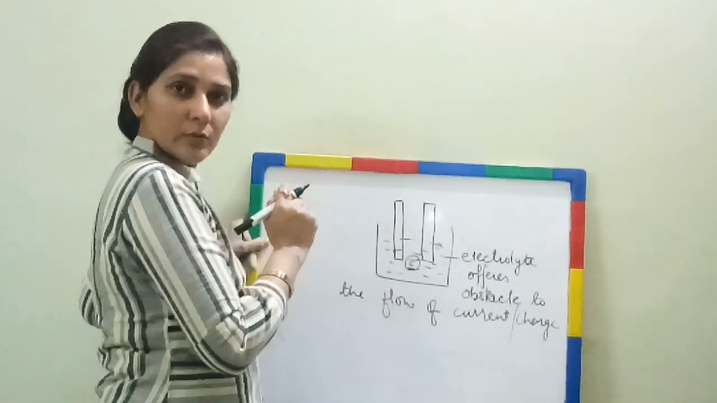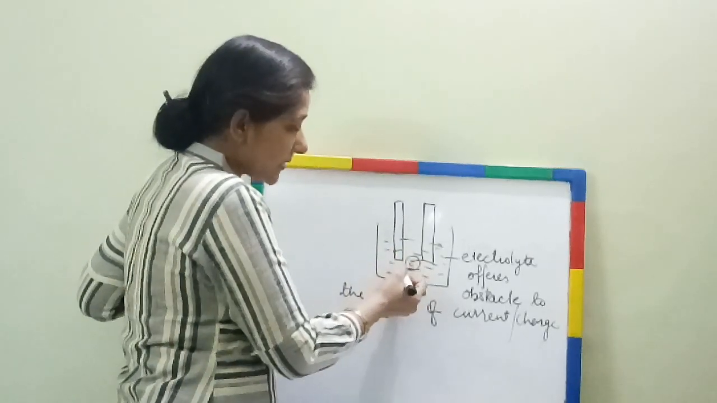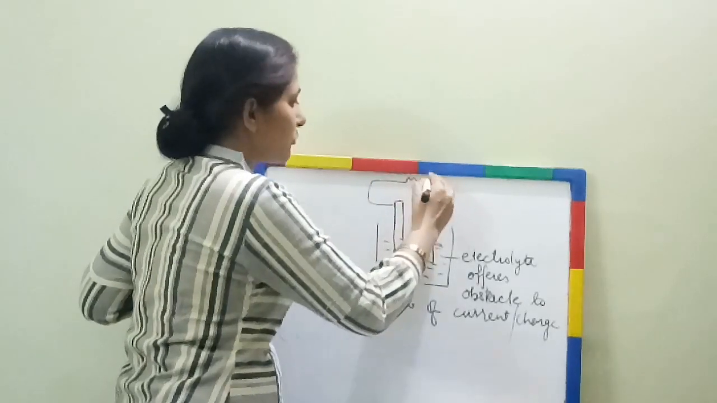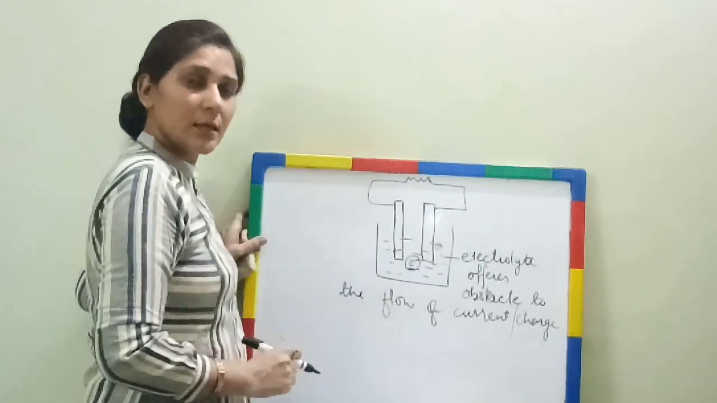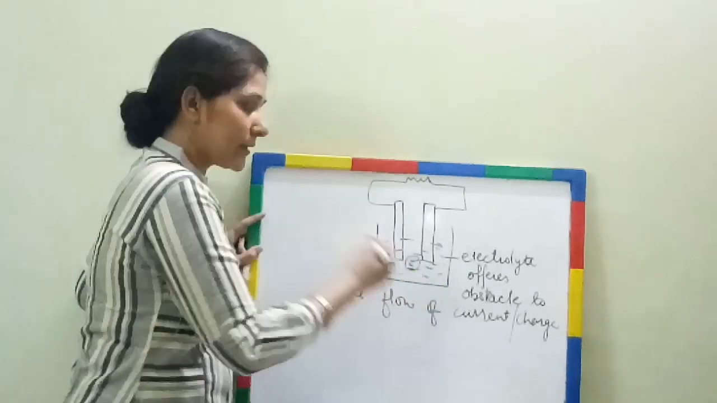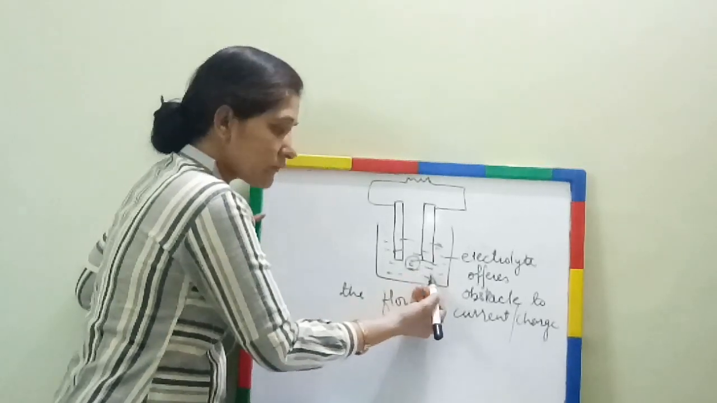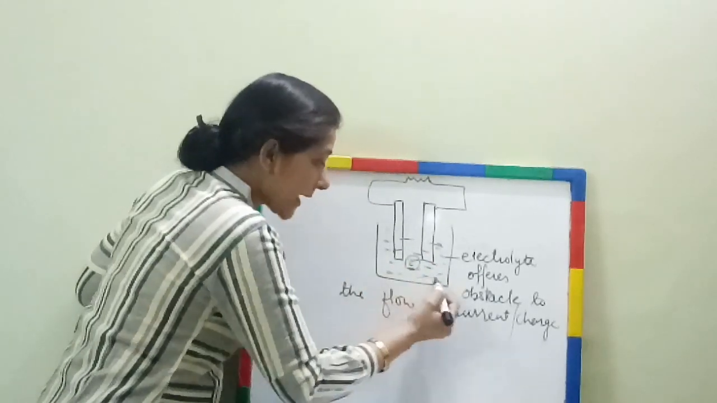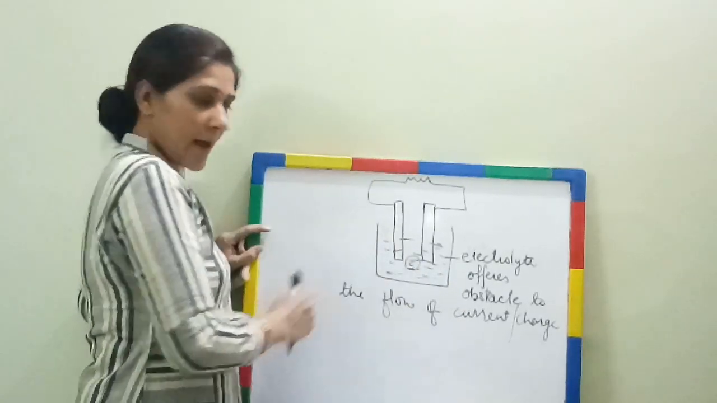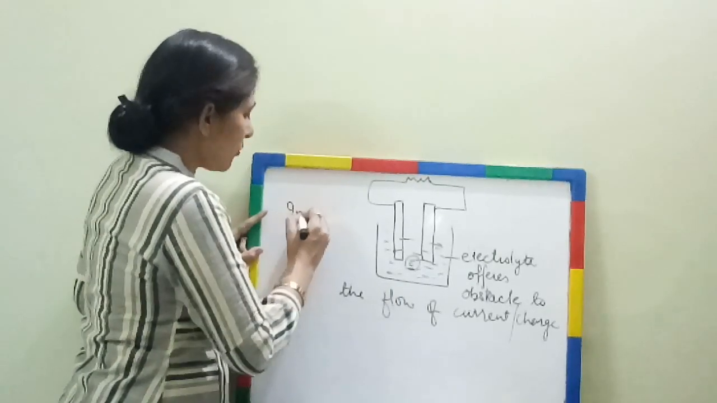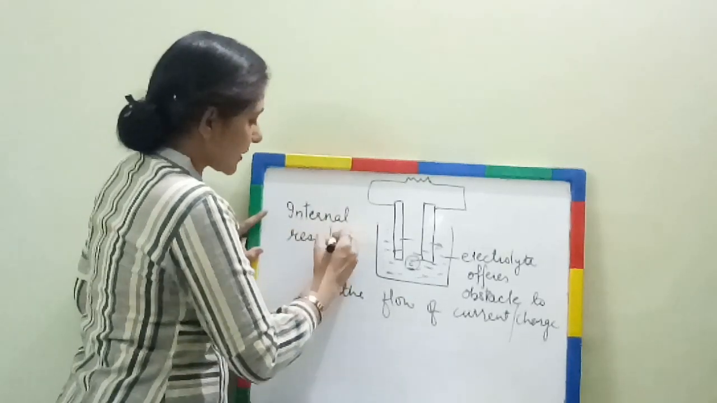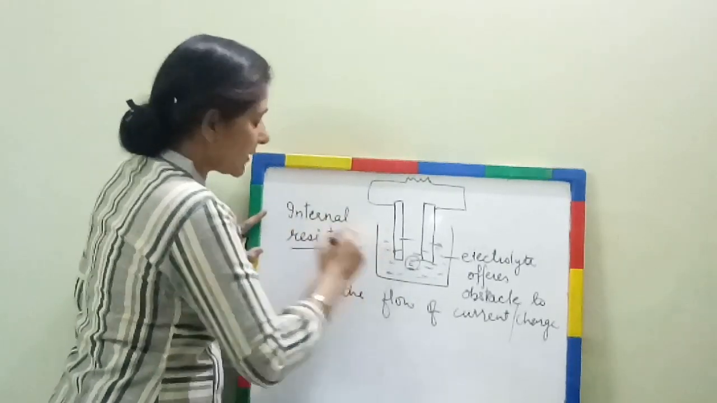Now this electron is facing resistance in the internal circuit. See, it is facing it inside. We are not talking about the external circuit here. We are talking about this electrolyte offering obstacles to the electron. That means inside, in the internal circuit, the electron is facing resistance, and this resistance is known as internal resistance.